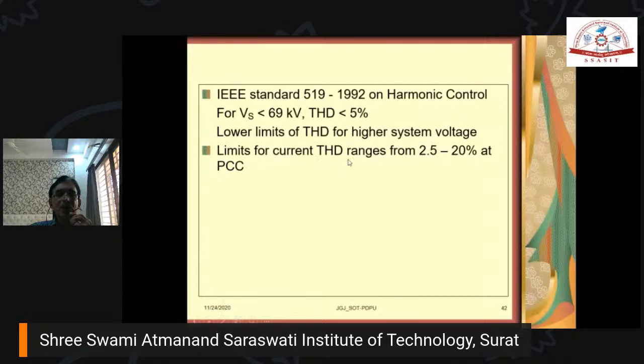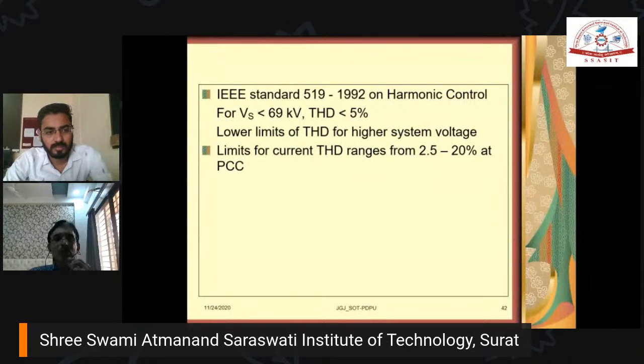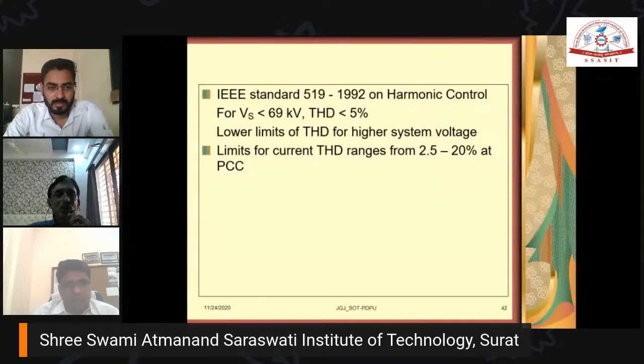And the limits for current harmonics, current THD, may range from 2.5 to 20% at the point of common coupling. The table is given in the IEEE standard, but you have to remember this range of 2.5 to 20%, which depends on the rated current and the short circuit current. So the current THD may be between 2.5 and 20% depending upon the value of the short circuit current. But for voltages less than 69 kV, the total harmonic distortion should be less than 5%. This is as per IEEE standard 519.